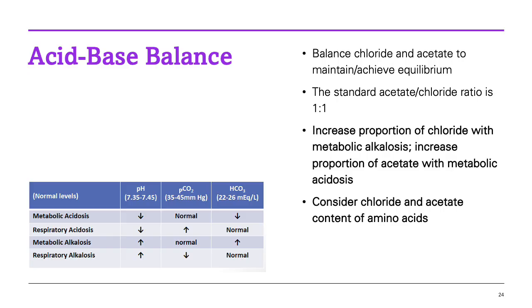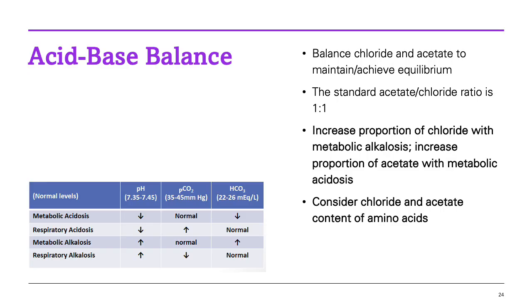But we want to increase the proportion of chloride with metabolic alkalosis and increase the proportion of acetate with metabolic acidosis. And then always consider the chloride and acetate content of amino acids. So whichever amino acids your facility uses, make sure you look at the pamphlet and see what those ratios are. An elevated serum bicarbonate is one of the markers of metabolic alkalosis.